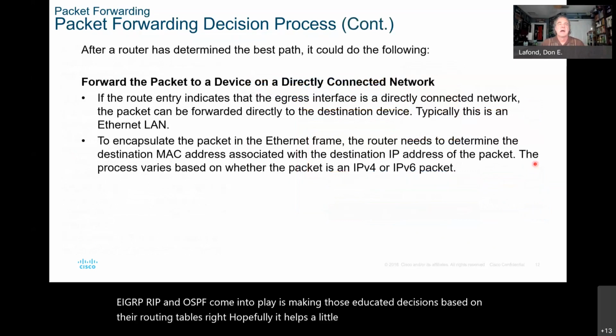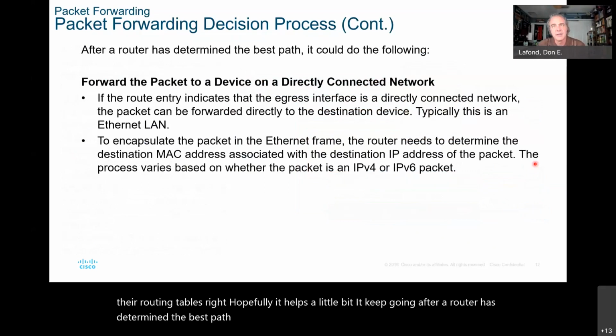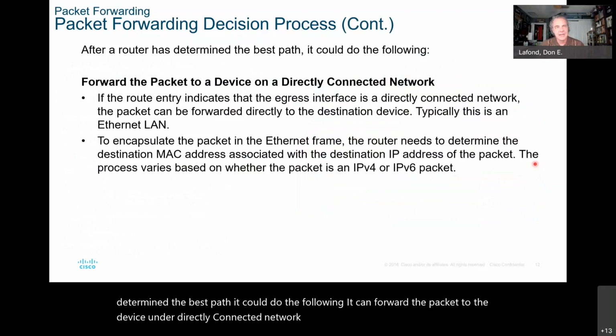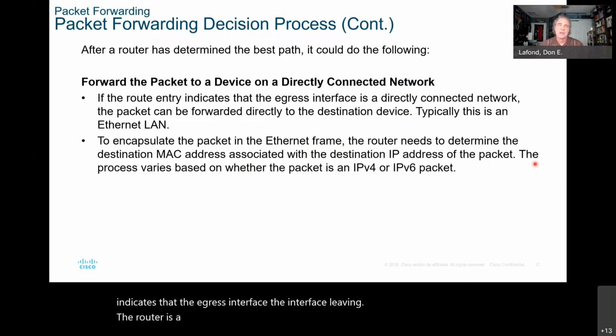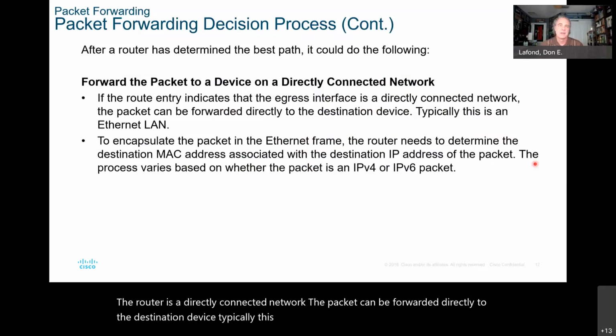Okay, keep going. After a router has determined the best path, it could do the following. It can forward the packet to the device on a directly connected network. If the route entry indicates that the egress interface, the interface leaving the router, is a directly connected network, the packet can be forwarded directly to the destination device. Typically, this is on a local area network, maybe connected by a switch with a bunch of hosts connected to it.